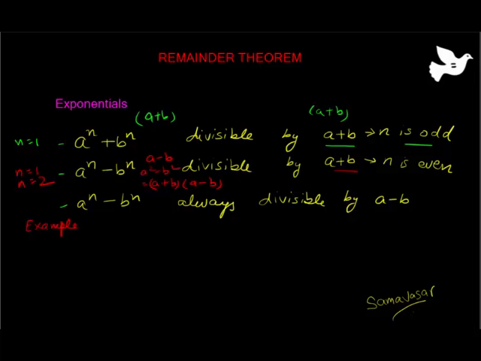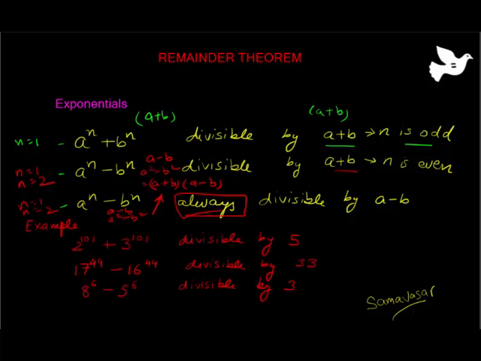Now, if a raised to n minus b raised to n is the form, it is always divisible by a minus b, whether n is even or odd. Again, you can check this very simply. If I put n equal to 1, you get a minus b directly, which is obviously divisible by a minus b. And if I put n equal to 2, I get again a square minus b square, which is of the form a plus b into a minus b, again divisible by a minus b. So in any condition, a raised to n minus b raised to n will be divisible by a minus b.